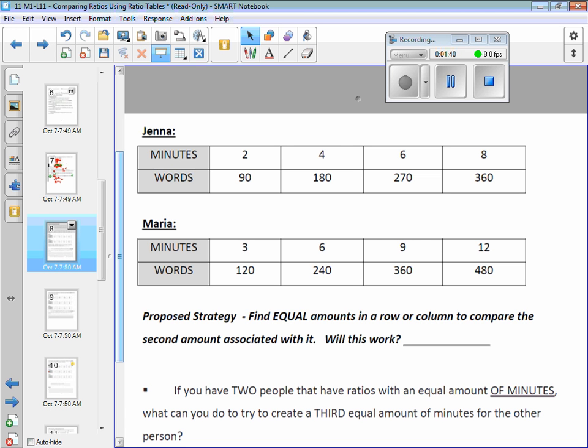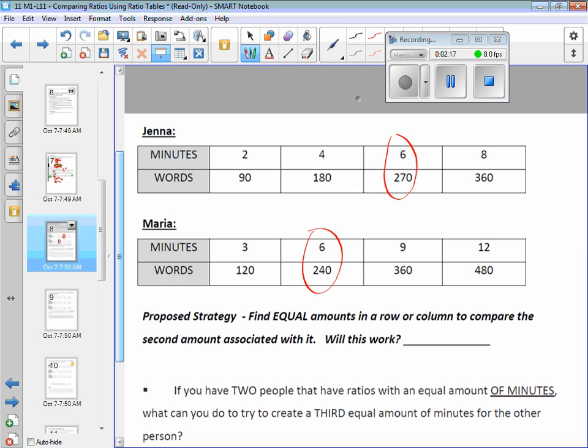Jasmine, what do you say? Okay, we can compare by matching up similar minutes. I want you guys to circle this ratio and this ratio. So under the same amount of minutes, is it fair to say that whoever has more words texts faster? Yeah. Therefore, between those two, who's the faster texter? Chris, it would be Jenna, right?